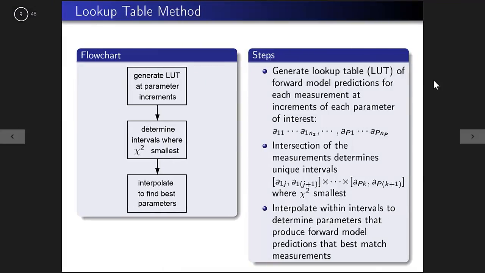Lookup tables are very nice in that they're very easy to generate. You take the parameters of interest. For instance, in David's, he took mu A increments, within a range that's reasonable for the tissue that you're considering, and then mu S prime increments. And then you take your forward model and you generate this table at each of the increments. Once this table is generated, then you take your measurements and use the lookup table.